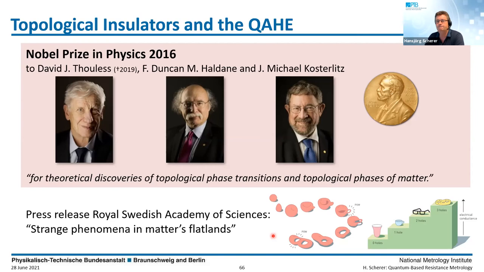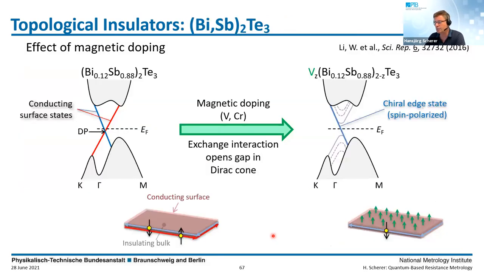Anyway, as I said, you all know much more about these systems that we are currently investigating. And for us metrologists, in particular at PTB, we lately did investigations on this bismuth antimony telluride system that is then magnetically doped with magnetic ions, either vanadium or chromium, and then finally gives, as was explained in detail in the previous talk by Michael, the quantum anomalous Hall effect through chiral edge states that are spin polarized around the perimeter of such a sample.